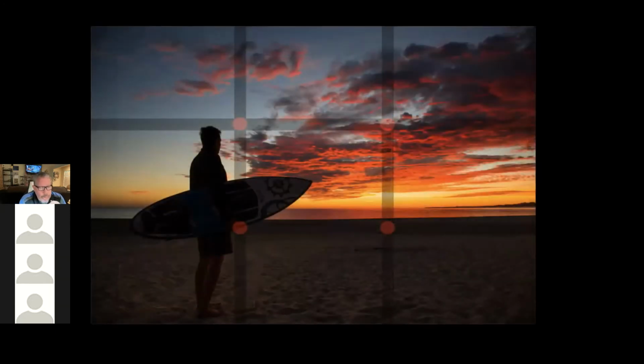Same sort of thing here. It's not perfectly divided into the rule of thirds, but it's the same concept. Again, they've put the main subject on the far left-hand side of the picture and the horizon really low to emphasize these amazing cloud structures.